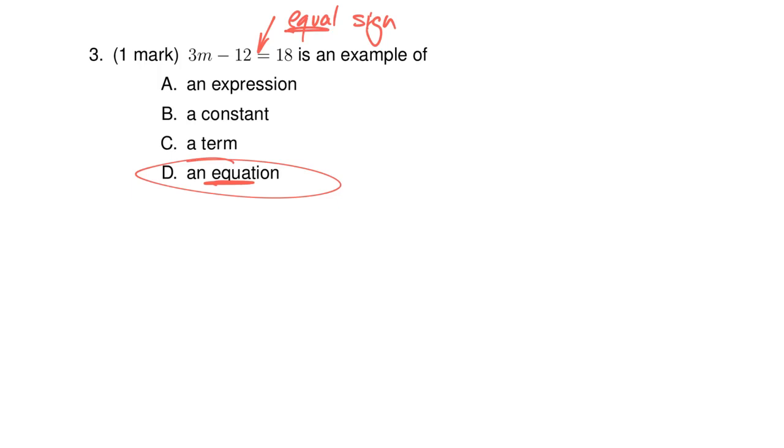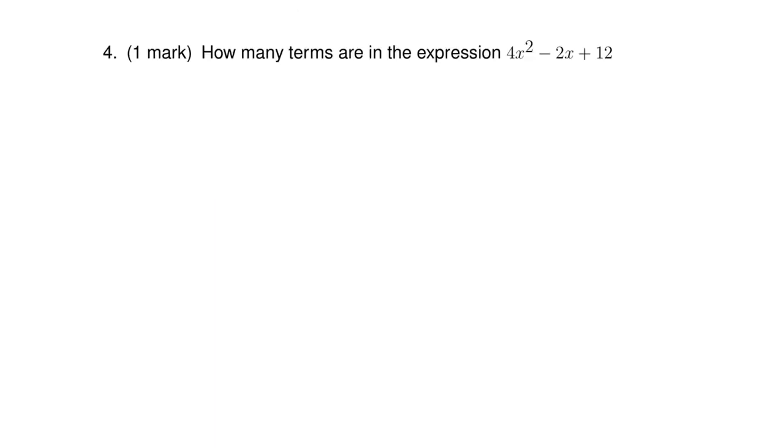The reason it's not an expression would be just this part here. So 3m minus 12 is an expression. There's no equal sign, so we say that's an expression. The constants are just the numbers on their own, and the terms are the parts that make up an expression or an equation. So in this case, 3m would be a term, negative 12 would be a term, and 18 would be a term. So our answer in this case is an equation.